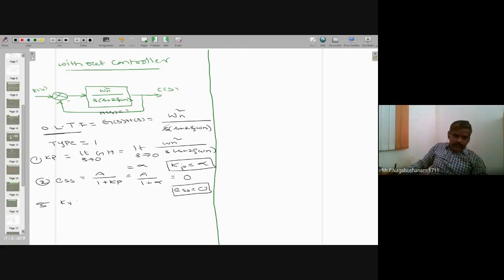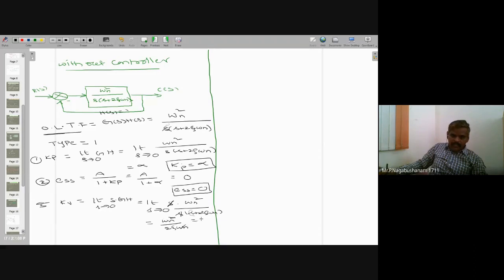Kv, velocity error constant. Formula limit s tends to 0, s into G of s, H of s. Yes, I'm taking that G of s, H of s here. Limit s tends to 0, s into G of s, H of s, where G of s, H of s is omega n square divided by s into s plus 2 zeta omega n. Yes, replace s equal to 0. Anyway, before that the s will get cancelled. If you put s equal to 0, this is a 0. Then the remaining term is omega n square divided by 2 zeta omega n.